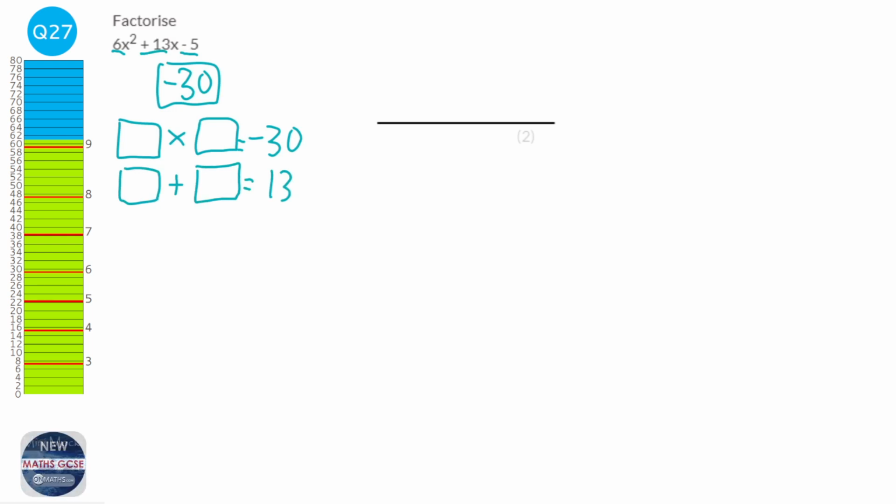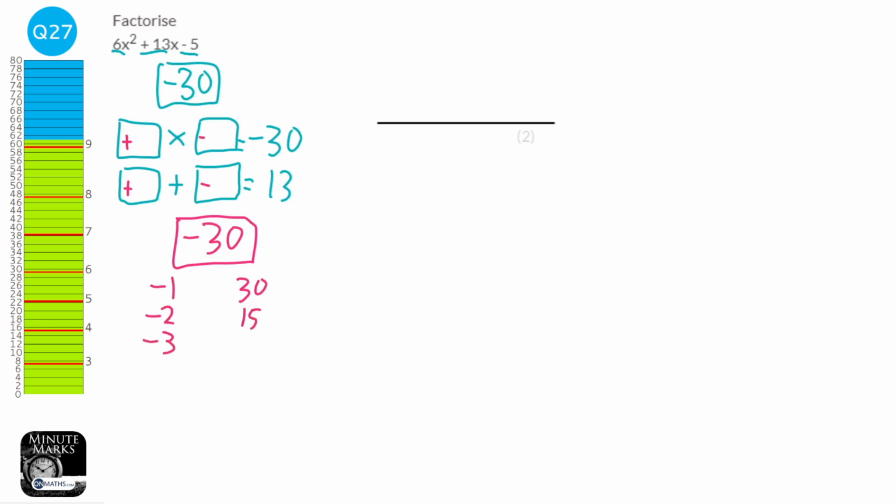Now, to make a product that's negative, we know that they're going to have to be different signs. So one will be positive, the other will be negative. And we can do this in our head, or we can write out the factors. So I can just quickly write out the factors of minus 30. So it would be minus 1 and 30, minus 2 and 15, minus 3 and 10, minus 5 and 6. And then the same thing, just the other way around. So 1 and minus 30, 2 and minus 15, 3 and minus 10, and 5 and minus 6.